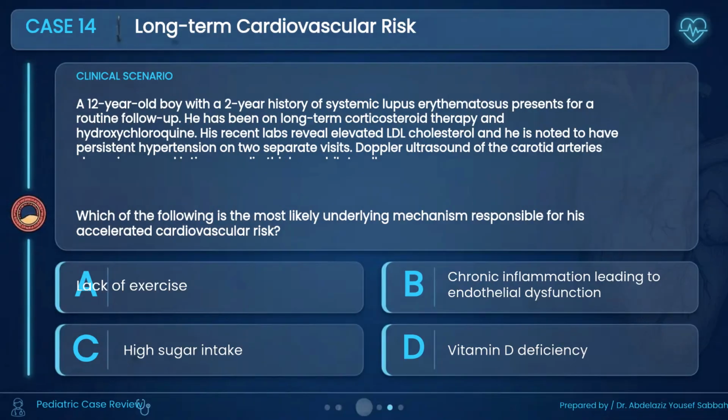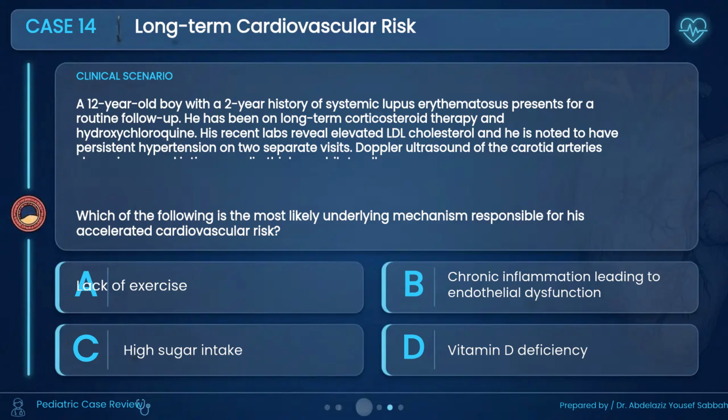Case 14. A 12-year-old boy with a 2-year history of systemic lupus erythematosus presents for routine follow-up. He has been on long-term corticosteroid therapy and hydroxychloroquine. Recent labs reveal elevated low-density lipoprotein cholesterol, and he is noted to have persistent hypertension on 2 separate visits. Doppler ultrasound of the carotid arteries shows increased intima media thickness bilaterally. Which of the following is the most likely underlying mechanism responsible for his accelerated cardiovascular risk?